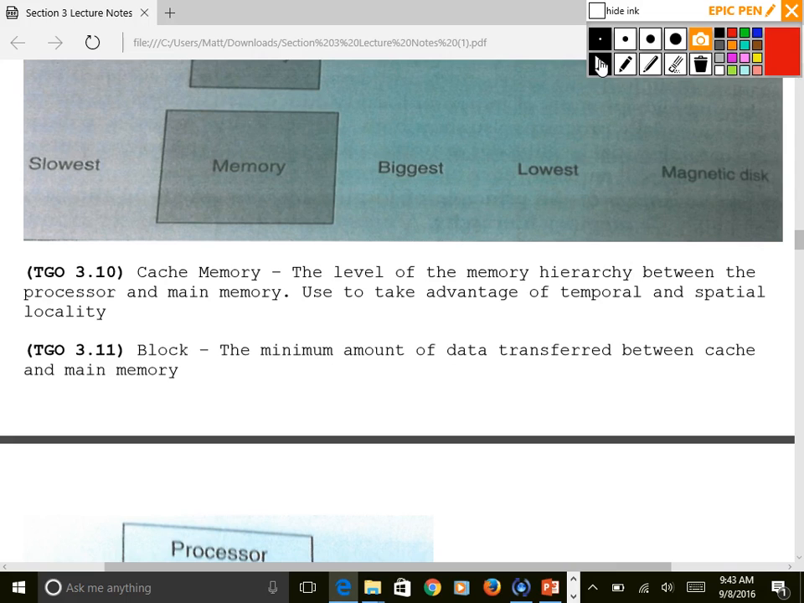So in this course, we're going to compare two types: direct associativity and set associativity. And we're seeing in most cases that set associativity is better. But of course, that comes with trade-offs, because everything does.